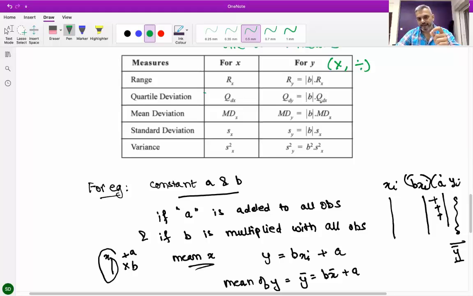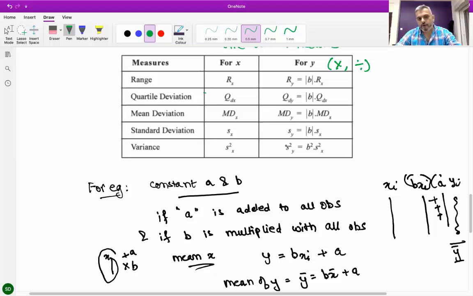So here you can see that over here the mean comes nowhere. Nowhere you will find it. But in measures of central tendency, everywhere the mean was added back when it was subtracted in the original data.